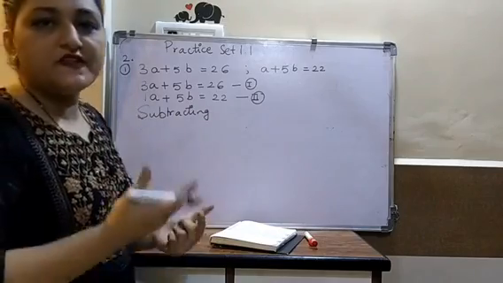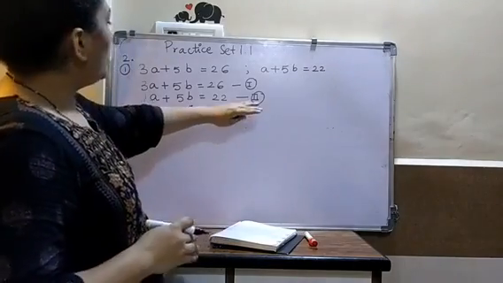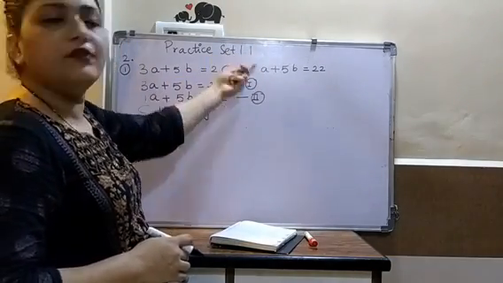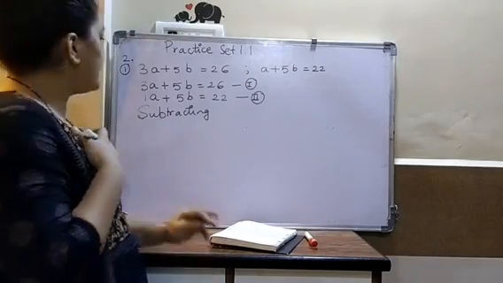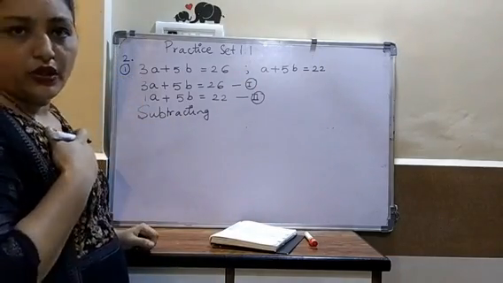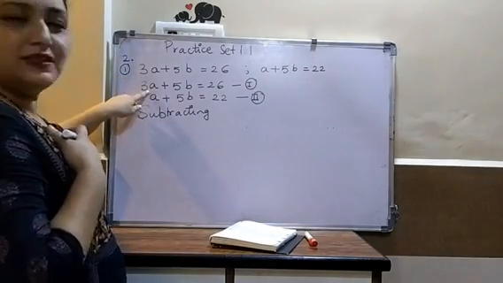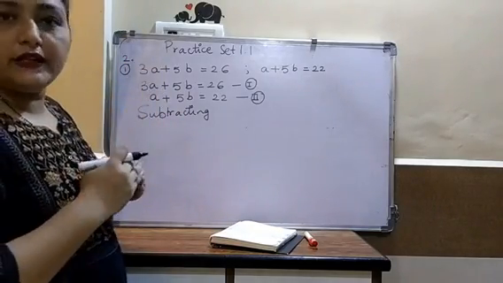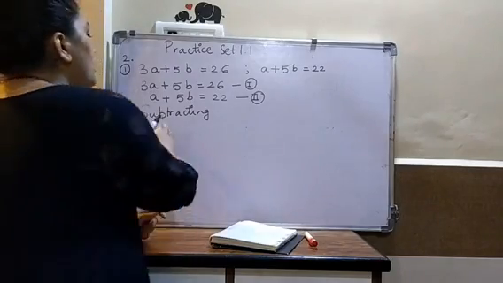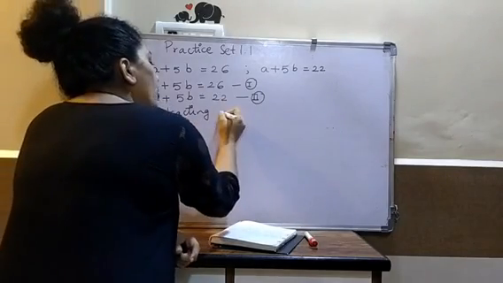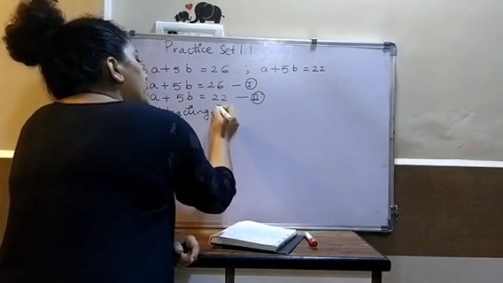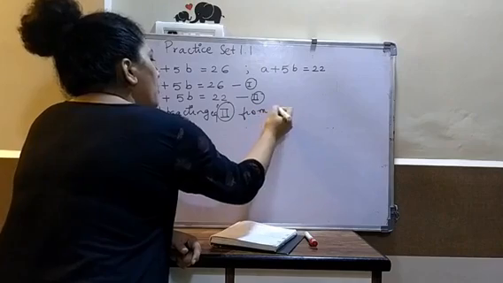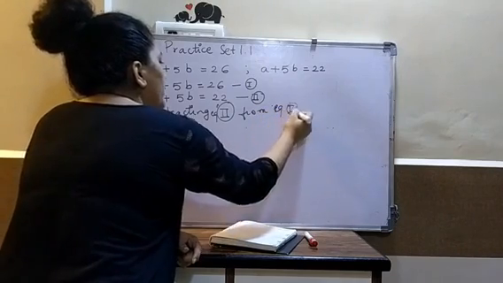Okay, subtracting. Now you decide what to subtract from what. If you want to subtract 2 from 1, do you subtract 2 from 1 or 1 from 2? I will suggest that you subtract 2 from 1. Why? Because your 3a is bigger, and 1a is smaller. So it is easy to subtract. So what we will do? We will subtract equation 2 from equation 1.